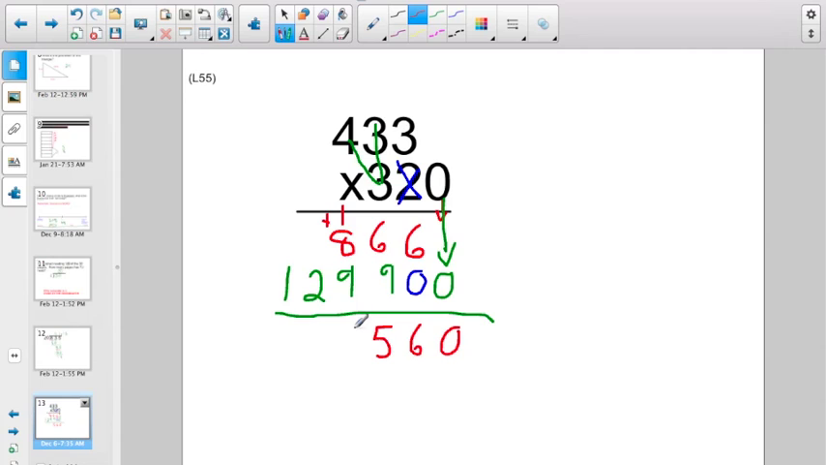1 plus 8 plus 9, that's giving us 18. So I write down my 8 and I carry my 1 here. 1 plus 2, that gives us 3. And nothing plus 1 is 1. The trickiest part about this is making sure you bring down your dangled 0. Now let's go and make sure we get our commas in the right place. 1 digit, 2 digit, 3 digit, comma. So you ended up with 138,560.